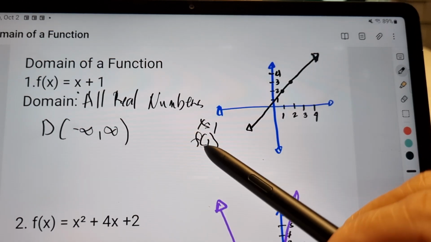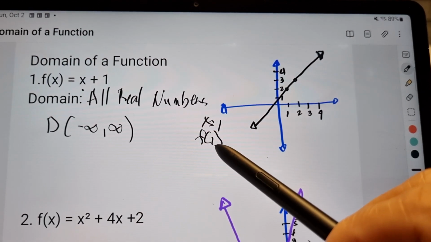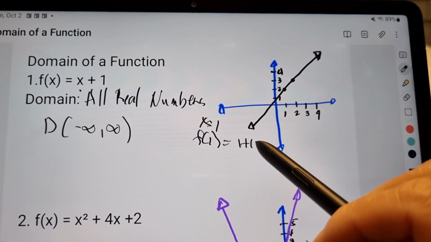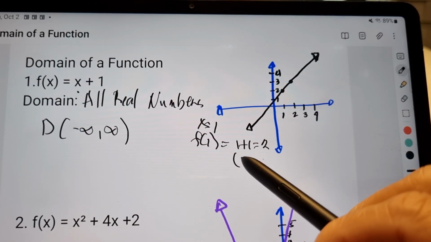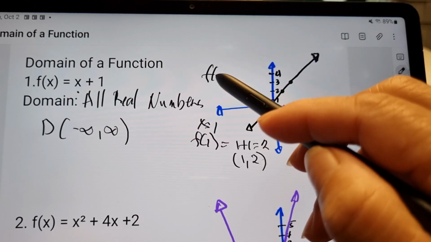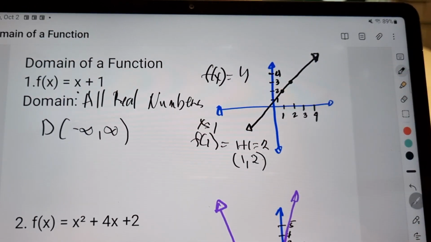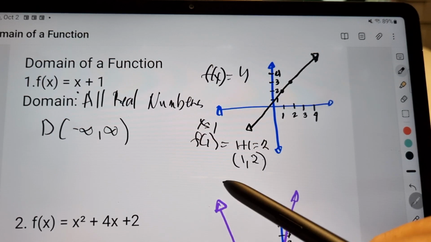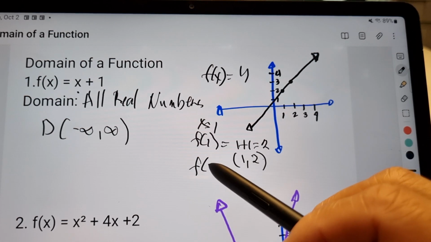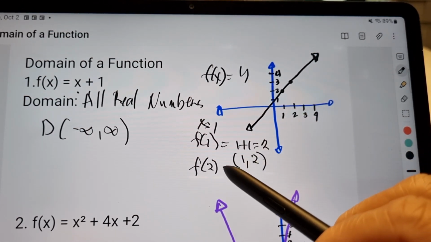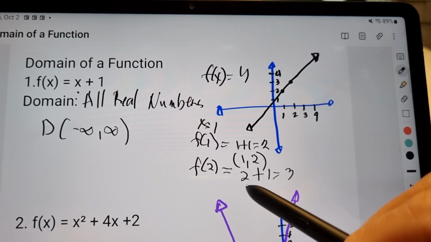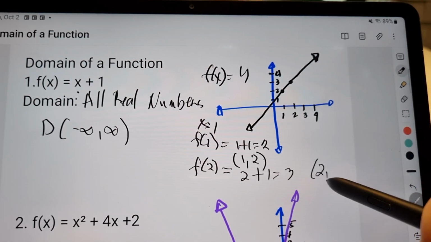Remember, x here is what we call the input. So instead of writing x, we write 1. Then you just substitute 1 plus 1, that is equal to 2. So the first point is 1 as x, 2 as y. f of x is equal to y, so it's just the same way of saying y is equal to x plus 1. Now, for my other point, I substitute x is equal to 2. So f of 2 is 2 plus 1, that is equal to 3. So the next point is 2, 3.